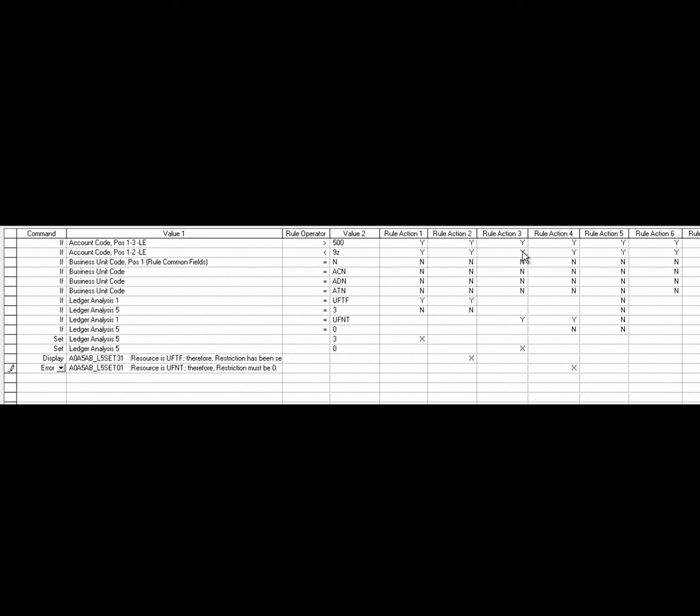And when we go over to this one, it's the same logic, except it's UFNT, it gets changed to a 0. And so that's what the business rule is trying to do. So the set, when it sees this, it takes the value and it sets the ledger analysis 5 to 3 and the ledger analysis 5 to 0 in each of these columns. The beauty of set is it fixes the error. You can see we moved from just showing the user the error or stopping the user from making the error to actually fixing the error.